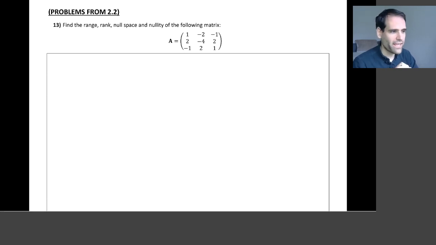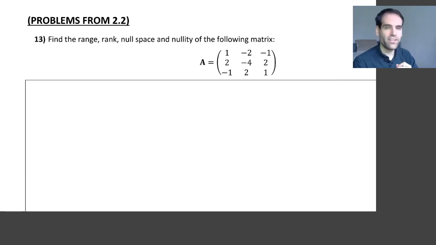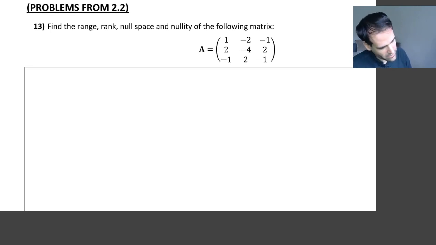So this is a problem taken from 2.2. Find the range, rank, null space, and nullity of the following matrix. And this is a 3 by 3 matrix. Okay, so we are going to do it using Gaussian elimination. So the first thing we do is to calculate the null space.